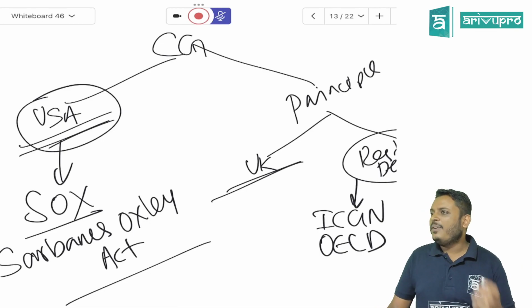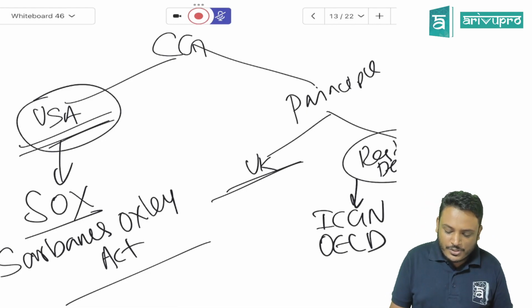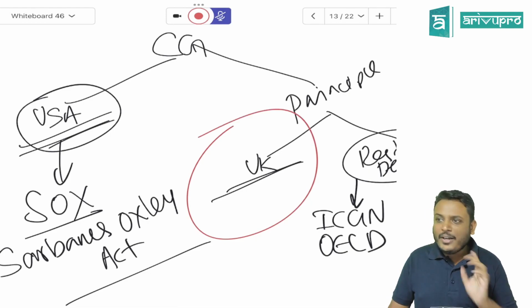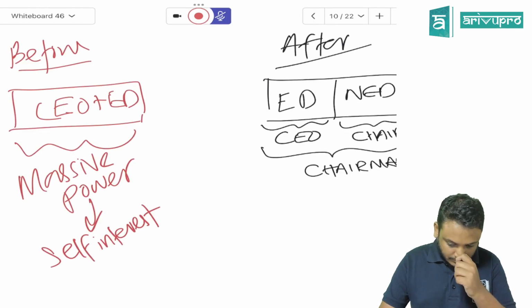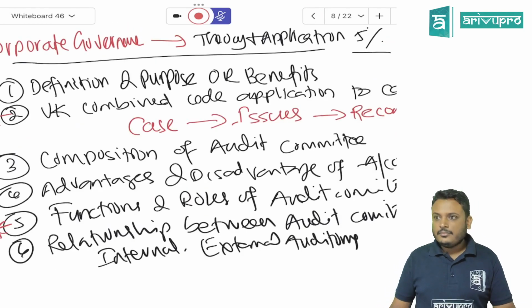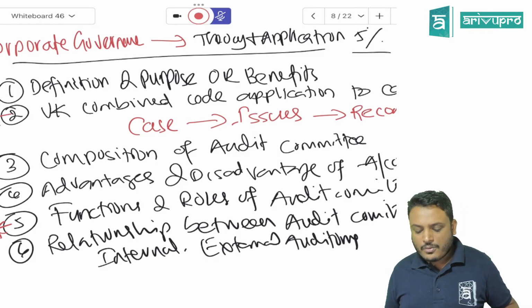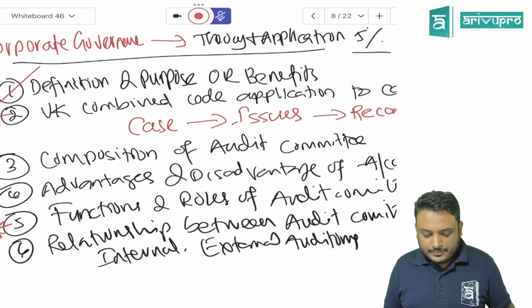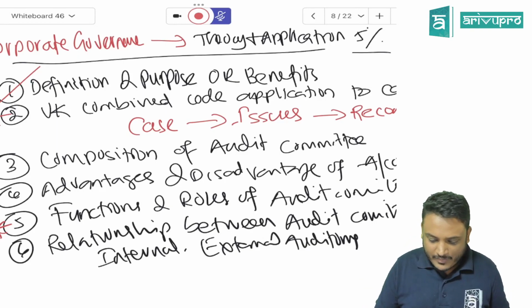Is it clear? So the world is practicing corporate governance in these three ways. Clear? But in our topic, we are going to study this one. Understood? Now let's move to your examinable points. What is the first point? Definition and purpose of corporate governance. Benefits. Understood? Yes or no? Then the UK Combined Code. I still haven't taught that. That's why I gave the points.